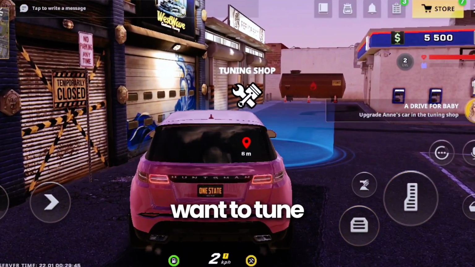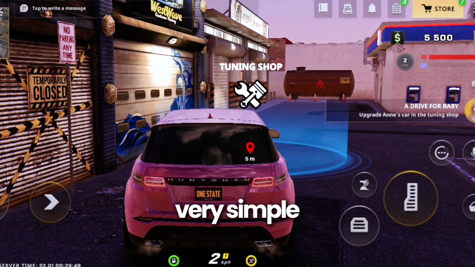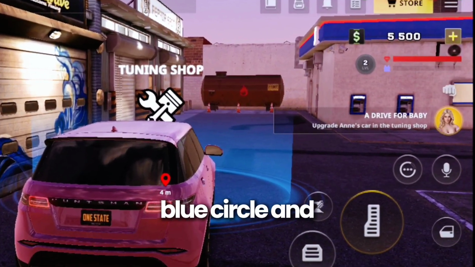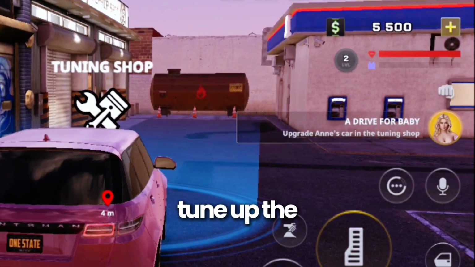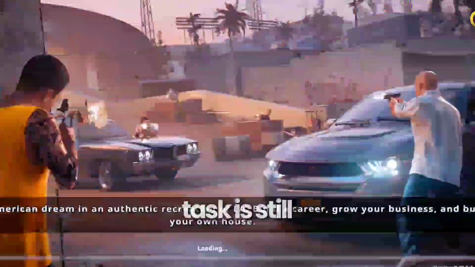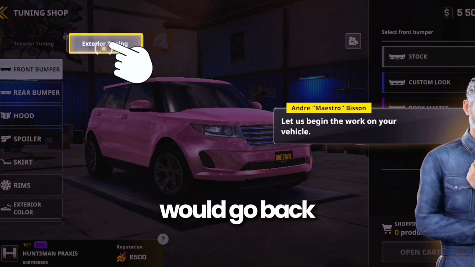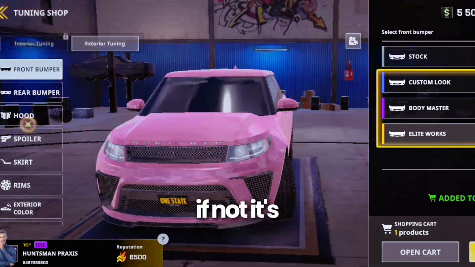Once you want to tune the car, you just drive through the prompts like I said, and it is very simple. Once you are asked to tune the car, you take it to this blue circle and you tune up the car. In case you do tune up the car but on the right hand side the task is still showing that you need to tune up Anne's car, then you go back again, enter the blue circle again, and retune the car. If not, it's not going to work.